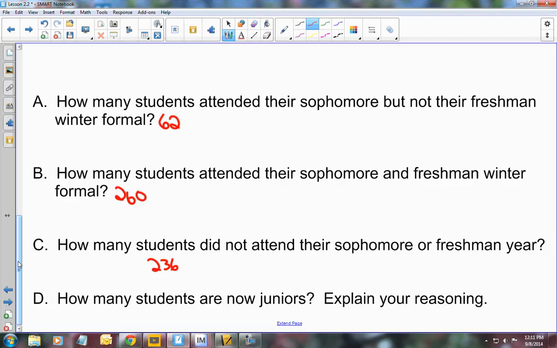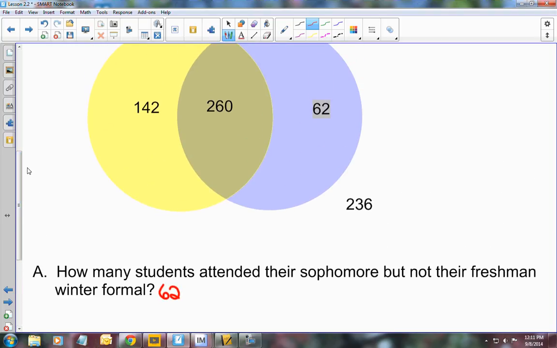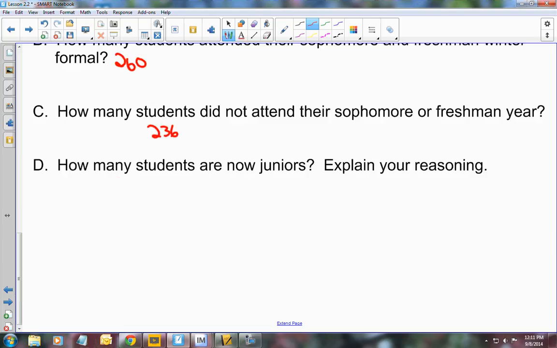I got 436. What did you add together? The 260 plus the 236? Okay, now this represents those that went both years. This represents those that went... Oh, so all four numbers. All four. Yes, 700 is the correct answer. Thank you. So 700. So the number of juniors is the sum of all the elements.